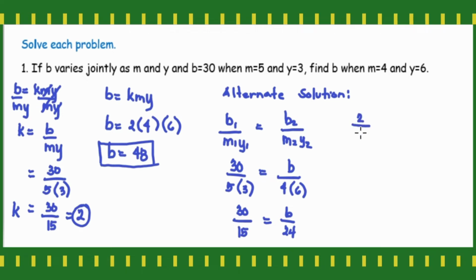15 by 15 is 1. So 30 over 15 is equal to 2 over 1. Pwede rin naman to, kaya lang medyo malaki yung number. So 2 over 1 is equal to b over 24. Let's cross multiply now. Yung b muna. 1 times b is equal to b or 1b. 2 times 24 is 48. There, you will get same answer. I prefer this method.